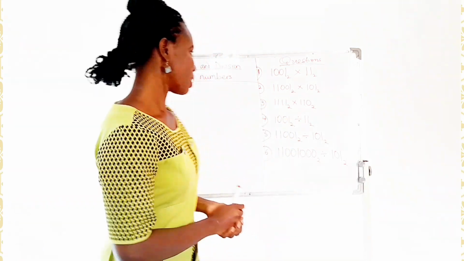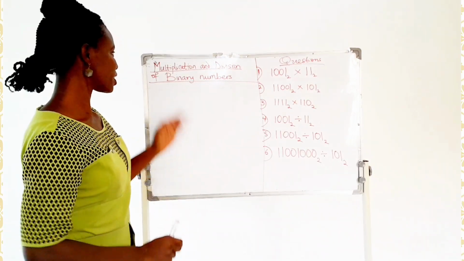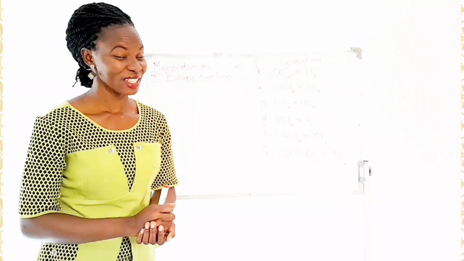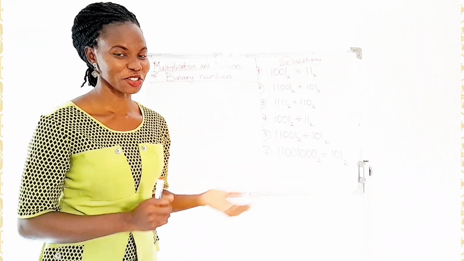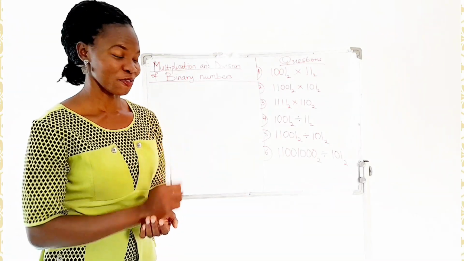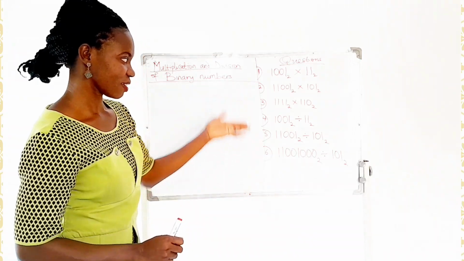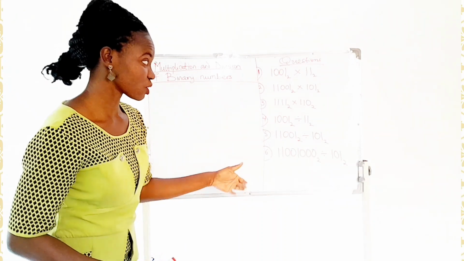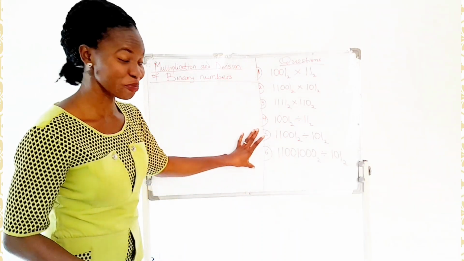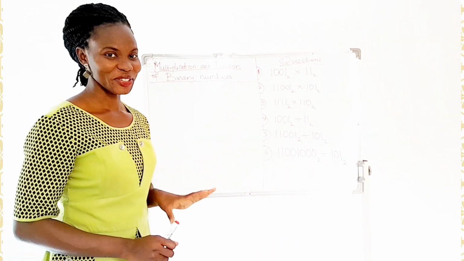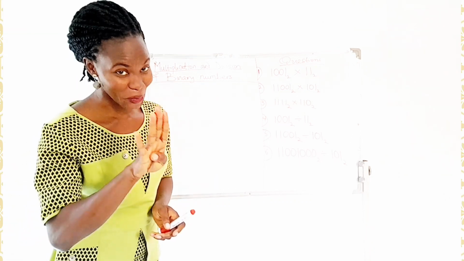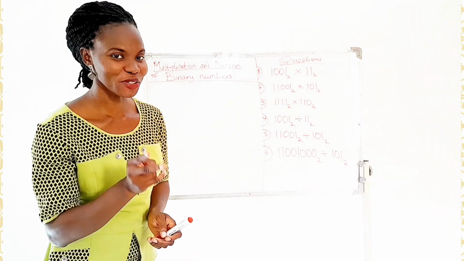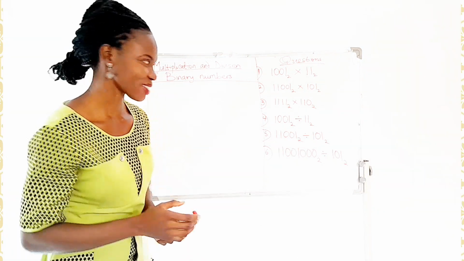Okay, so in this video, we'll be looking at multiplication and division of binary numbers. It's very simple, just like the addition and subtraction we did in the other video. Like in the other video, we have 6 questions here, 3 for multiplication and 3 for division. As usual, I'm going to answer 4 out of these 6, and then leave the remaining 2 for you to use as your assignment.